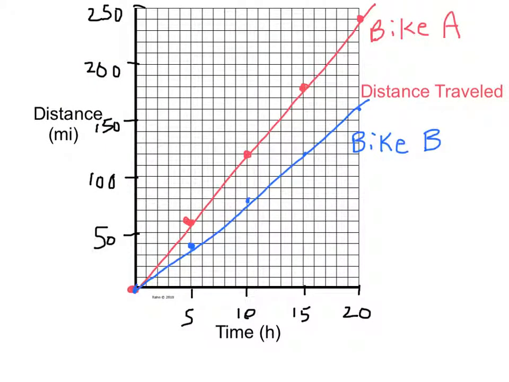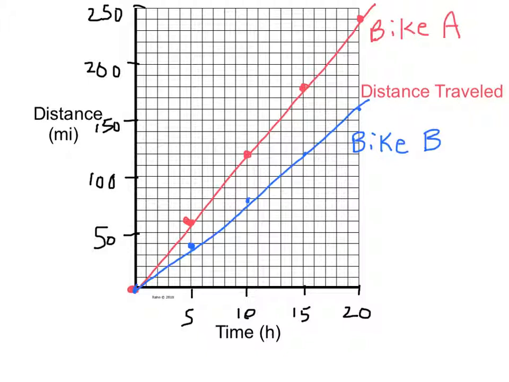All right, now consider this graph. Here we have two line graphs representing distance traveled again in hours, and they're two different bikes, so two different bicyclists, bike A and bike B. Notice that they both have the same initial distance traveled. Before time starts to go by, they're both at 0. So let's look at the two graphs and find the rate of change for each graph.